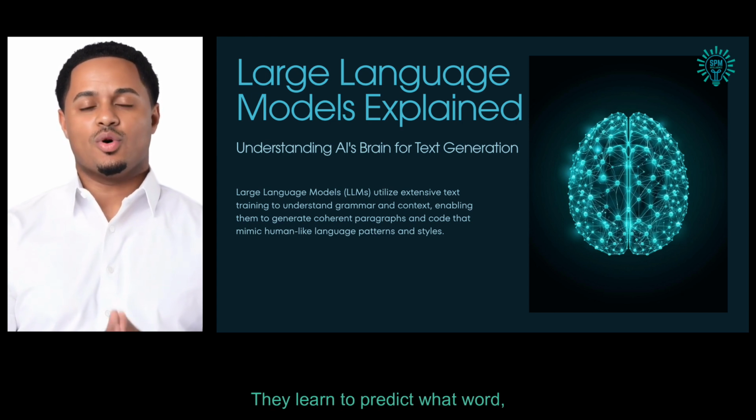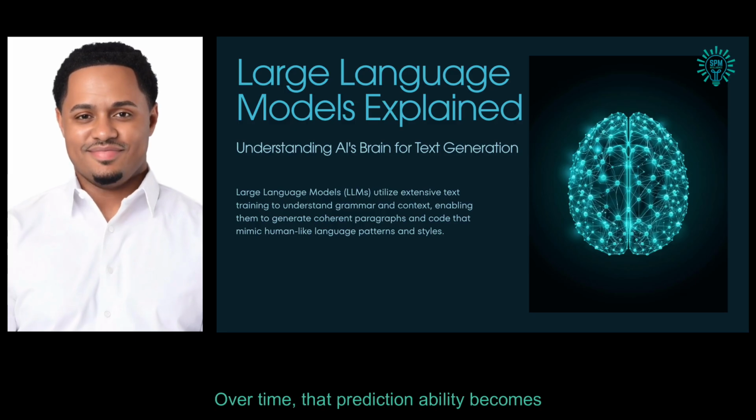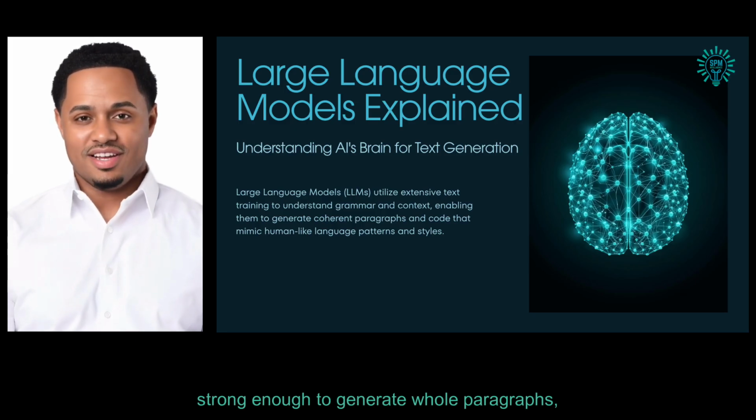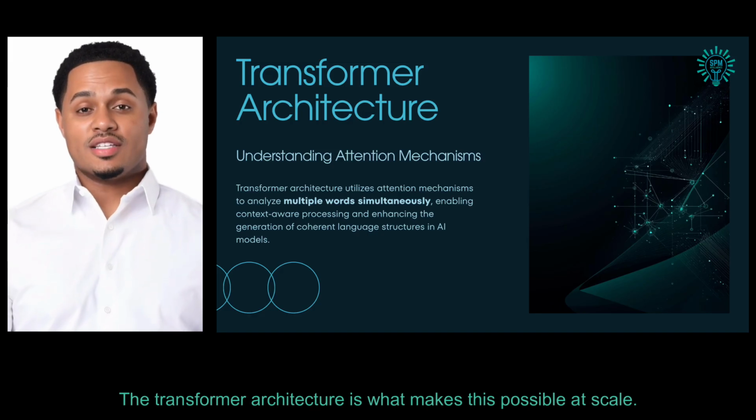They learn to predict what word, phrase, or sentence should come next. Over time, that prediction ability becomes strong enough to generate whole paragraphs, explanations, stories, or even computer programs that feel natural and coherent. The transformer architecture is what makes this possible at scale.